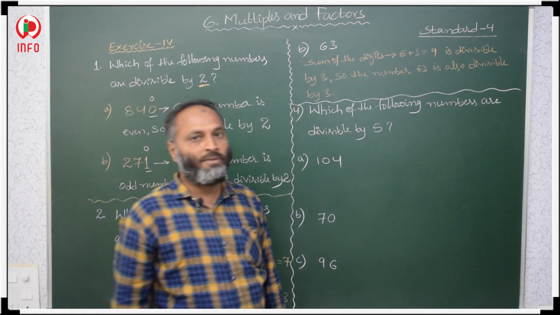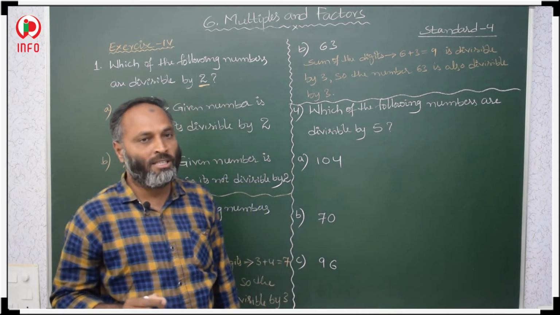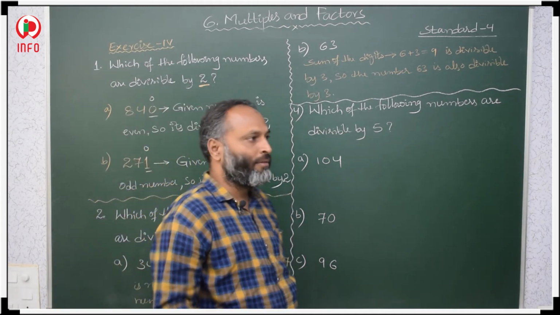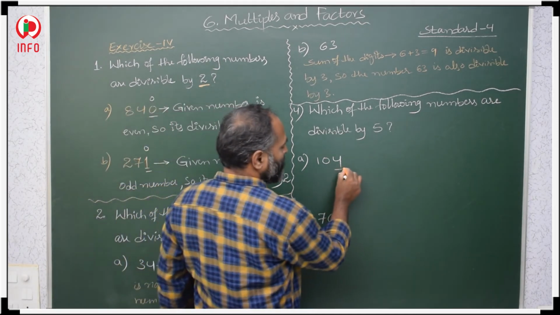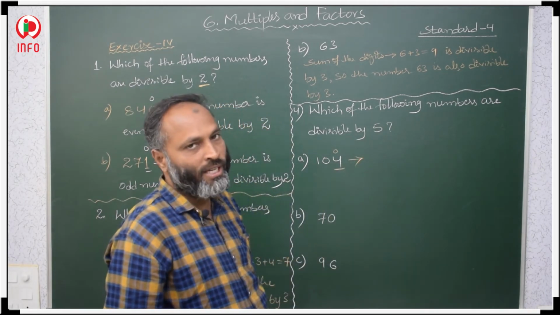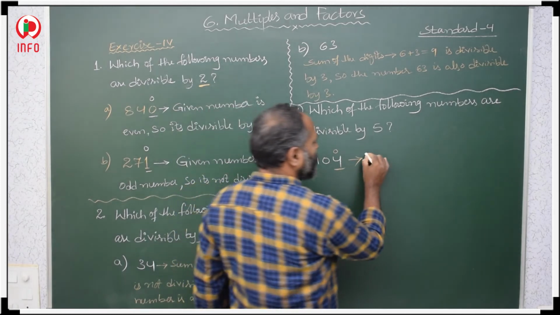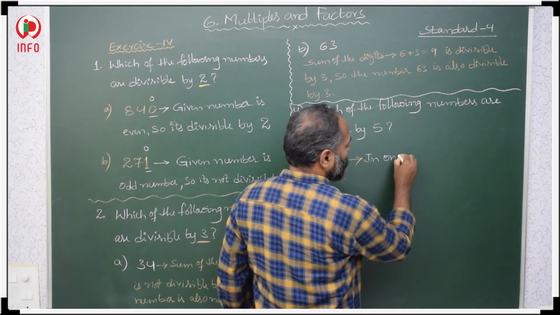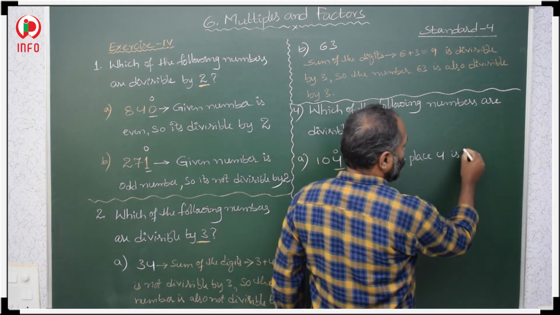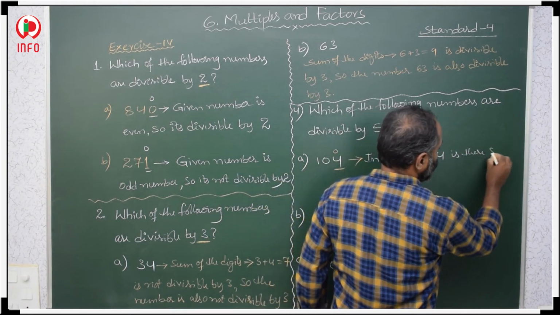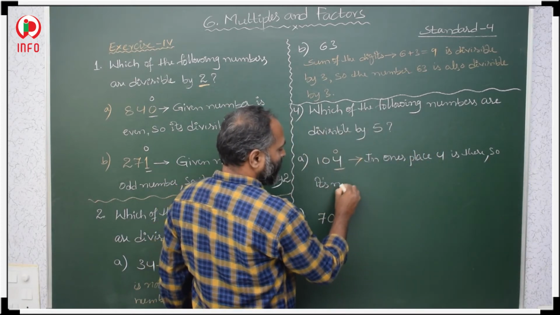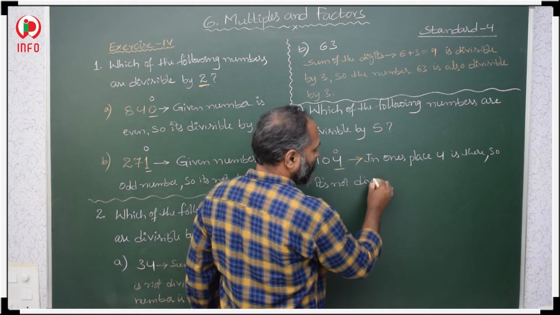For the divisibility test for 5, if the last digit, that means the ones place, has 0 or 5, then the number is divisible by 5. Here, what is there in the ones place? 4 is there. In the ones place 4 is there, so it is not divisible by 5.